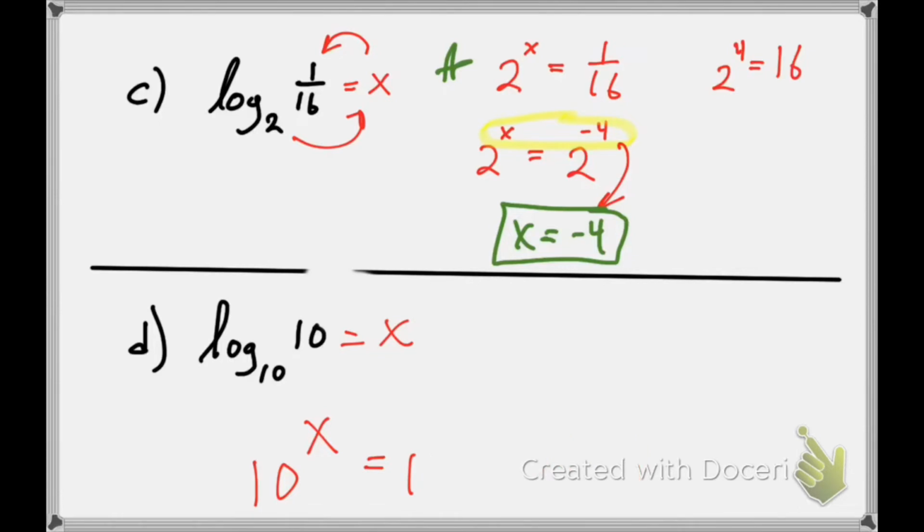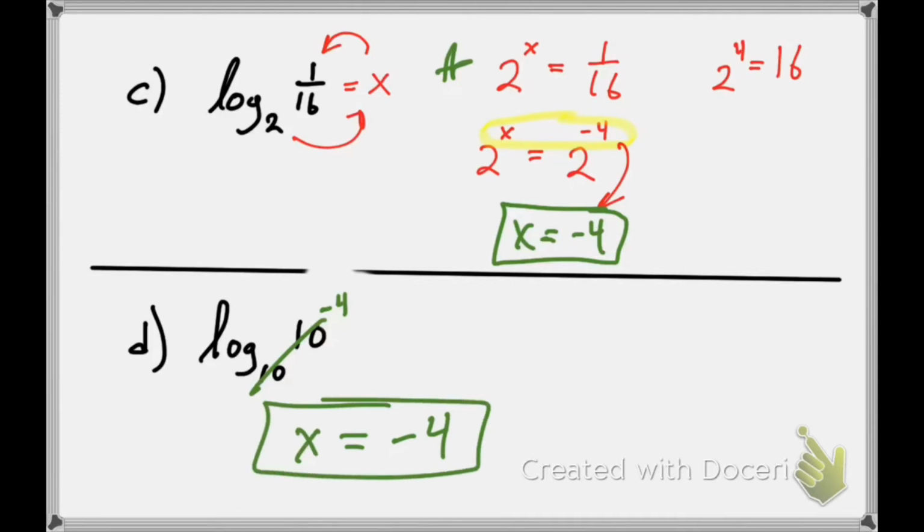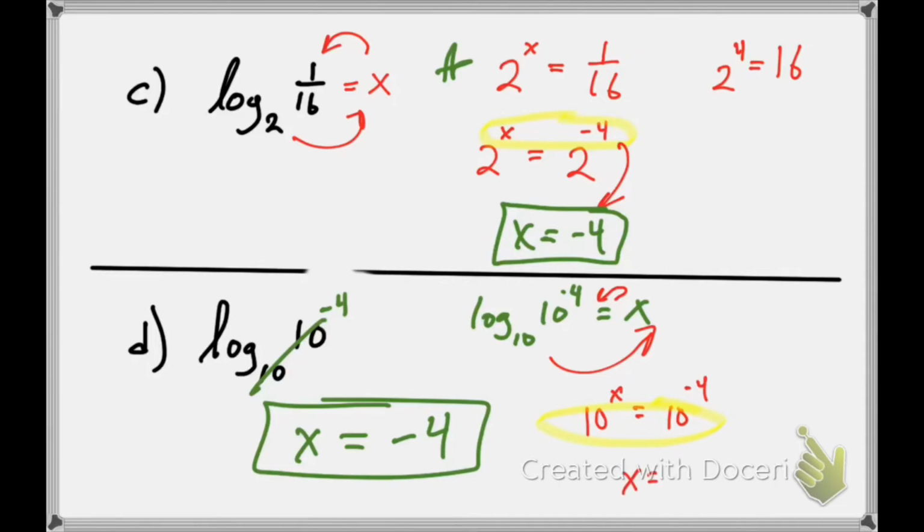But since I have this negative 4 as the exponent of the 10, the trick here is that all you're going to do is just cancel these out. And this will be equal to negative 4. Really what's going on is that you take log base 10 of 10 raised to the negative 4, set it equal to x. When I recycle, I get 10 to the x equals 10 to the negative 4. Again, there are those common bases, which means the exponents have to be equal, so I get x equals negative 4.